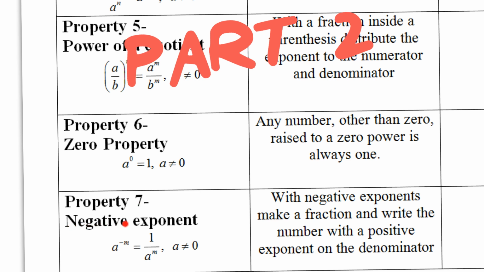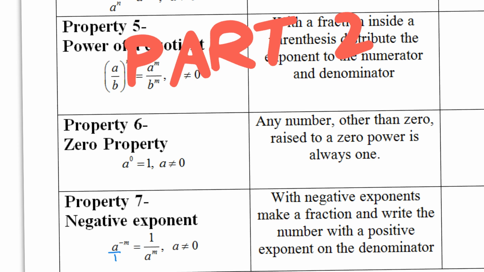Property number 7 is the negative exponent, and that's when you have a negative exponent with the base. In my first video, I talked about how this is kind of like a reciprocal, because if you put a 1 under the a and look at the result, it is like the reciprocal, but it's not really the reciprocal. What you do is take the variable or number with the negative exponent to the bottom of the fraction, and you make the exponent positive.